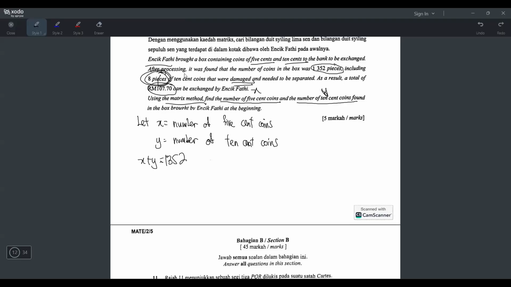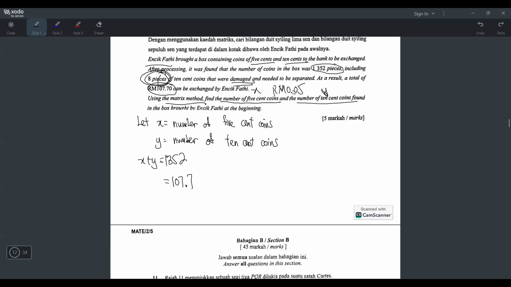how to say, will not be counted when you get the total amount later. So the total amount here is 107.7, right? But you don't tell me x plus y equals 107.7, that is wrong, because this one is not the number of coins. This is the amount, the RM, right? So how to get the RM? Okay, if you have 5 cent coins, then it will be worth RM 0.05, because 5 cent is 0.05, right? So if you have 5 cent coins, this is how much in RM.